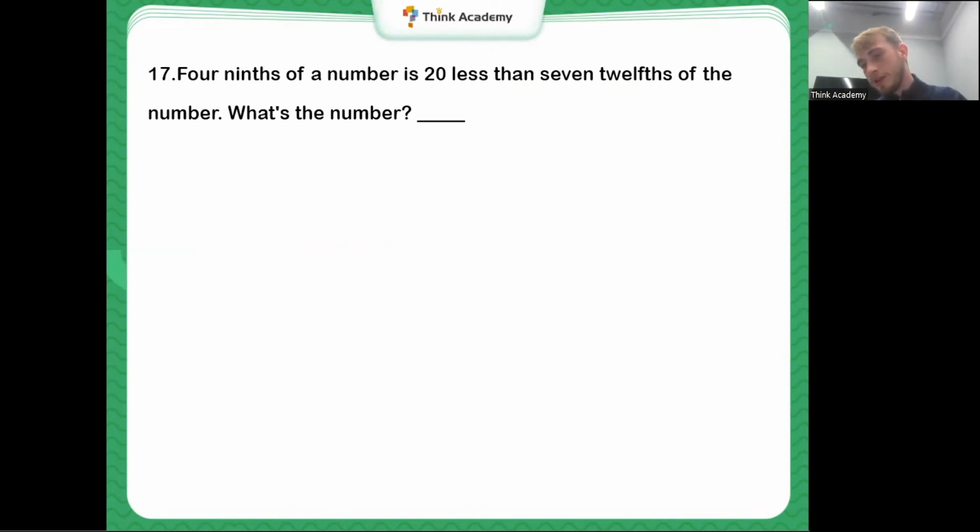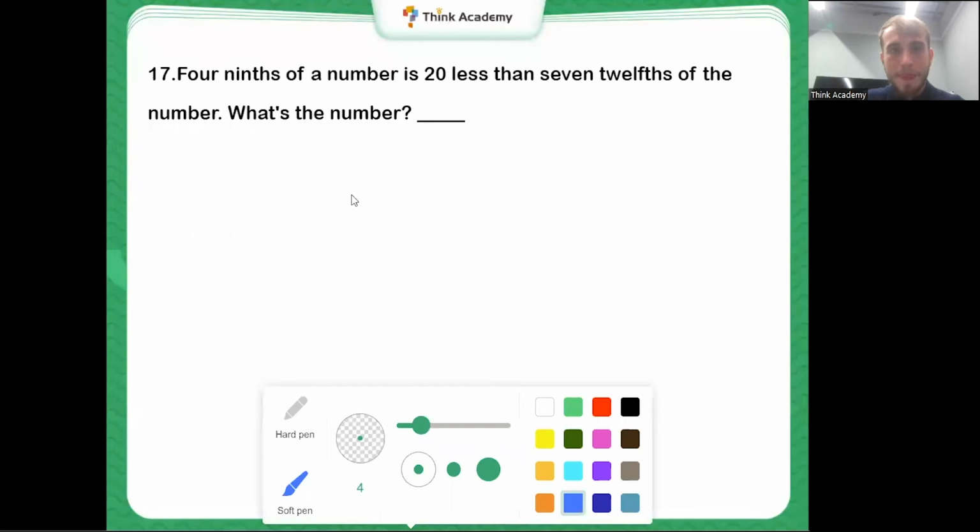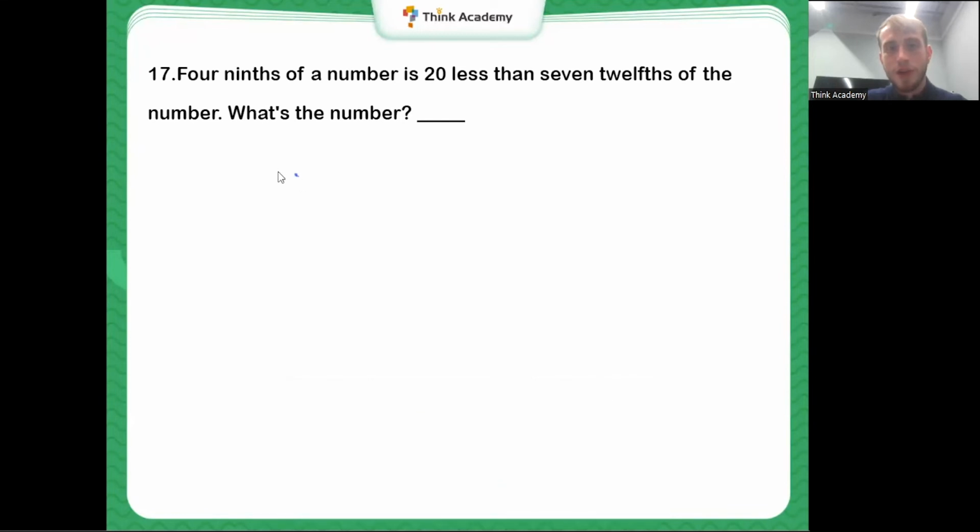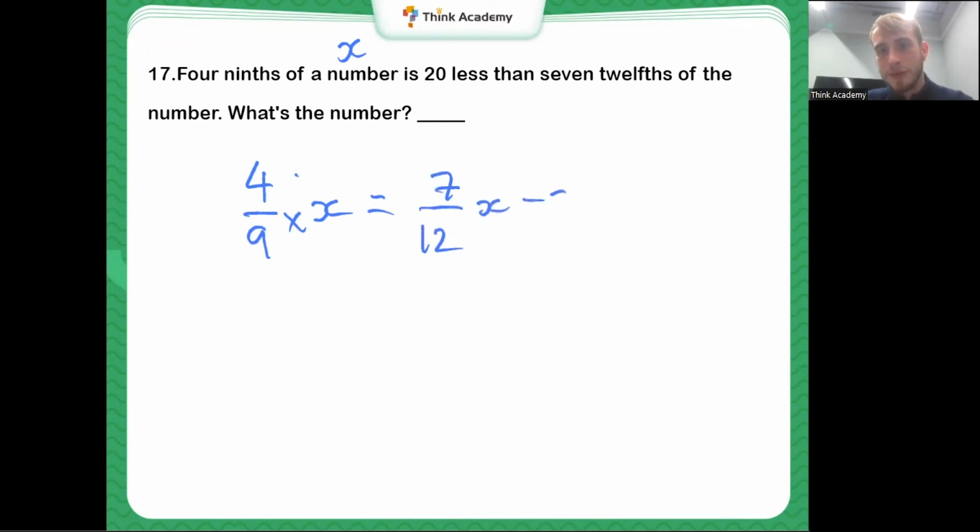Now, this question was done okay. I think I will whiz through this one as this is kind of like a nice algebra type question. 4/9 of a number is 20 less than 7/12 of the number. So if we think about 4/9 of the number, let's think about x as our number. So 4/9 of our number is going to be 4/9 times x. And I know that's 20 less than 7/12. Let's find 7/12 of our number x and take away 20.